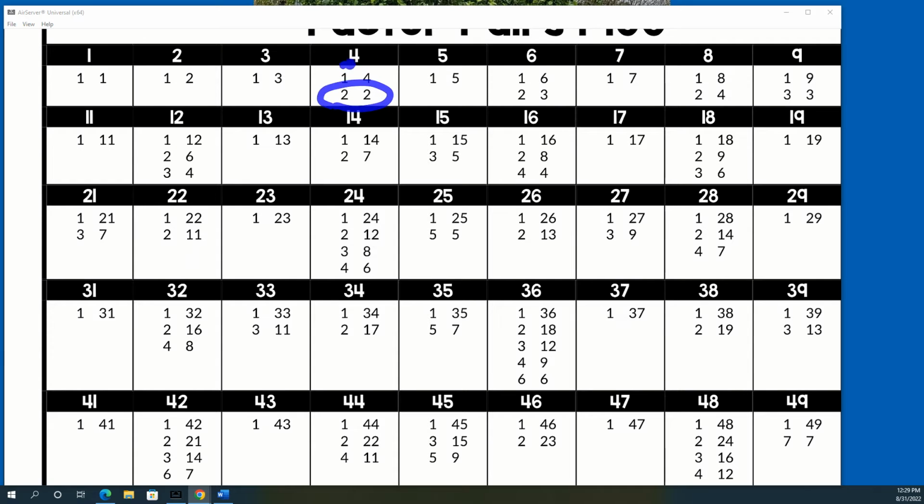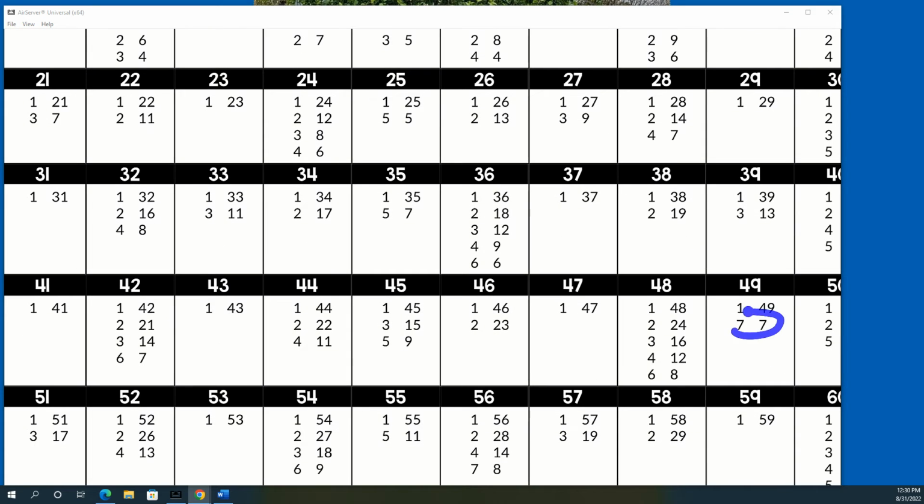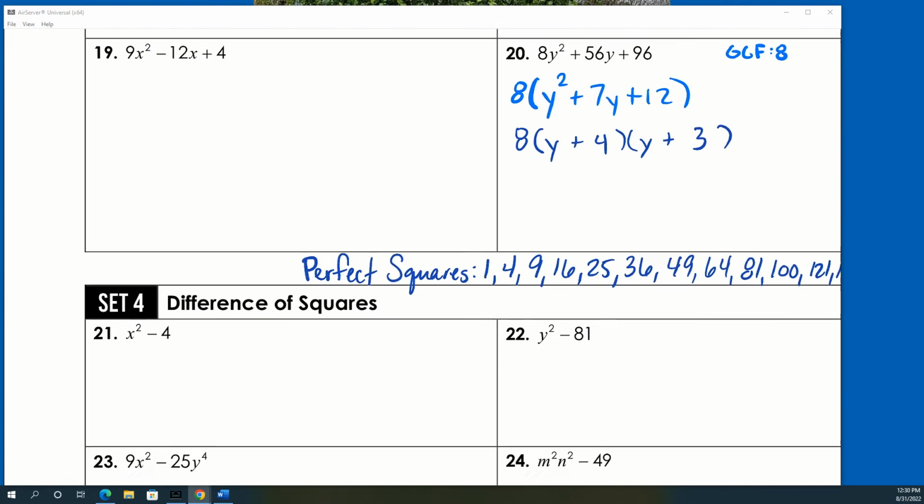So here on 4, we have 2 times 2. That's 4 is a perfect square. 3 times 3, 9 is a perfect square. 7 times 7, 49 is a perfect square. 6 times 6, 36 is a perfect square. So you can use your factor pair chart to test if something is a perfect square. Just look at the bottom. If it's a number times itself, it's a perfect square.